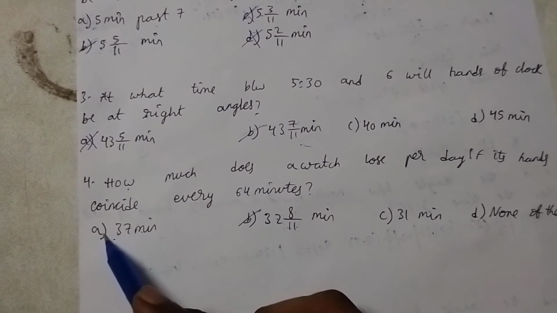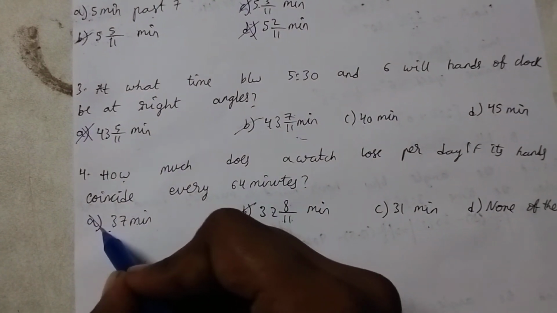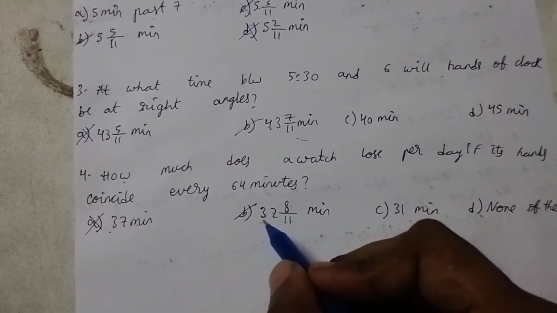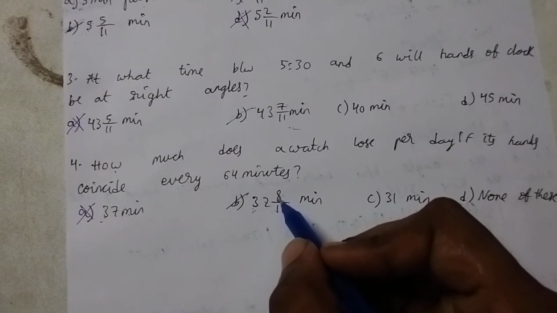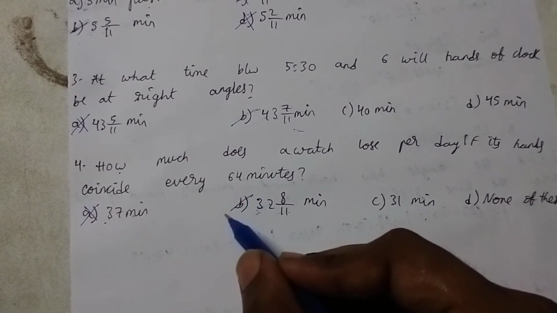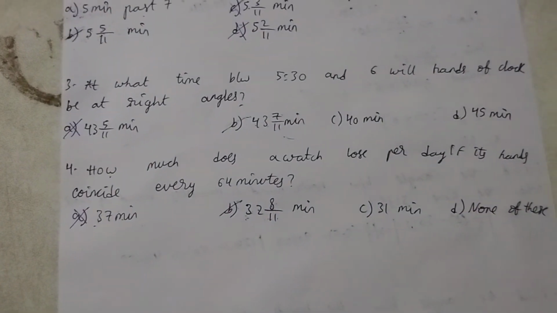When we come to this option, it is not divisible by 10, so we have to leave this option. When we come to this option, 32 plus 8 equal to 40, which is divisible by 10, so it is the answer for the given problem.